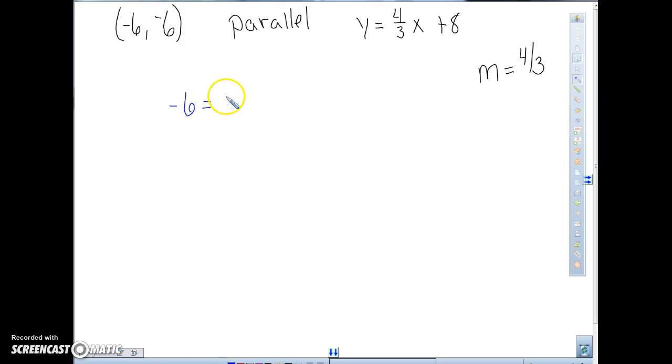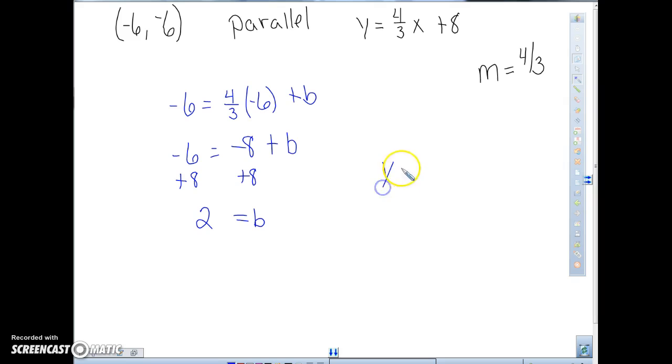Negative 6 is equal to 4/3 times negative 6 plus b. So negative 6 is equal to negative 8, 4/3 times negative 6. To do that, take negative 6 divided by 3 and you get negative 2. Negative 2 times 4 is negative 8. The more practice you do in your head with fractions, the better you'll become. Using your calculator less will make you better with mental math. It's just something you have to practice. So our b is 2. So let's write our equation: y equals 4/3 x plus 2.